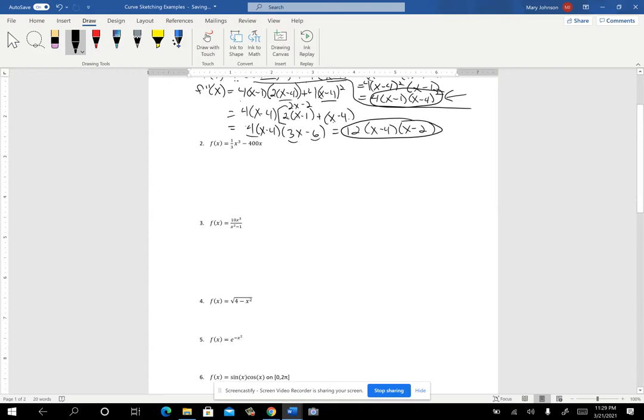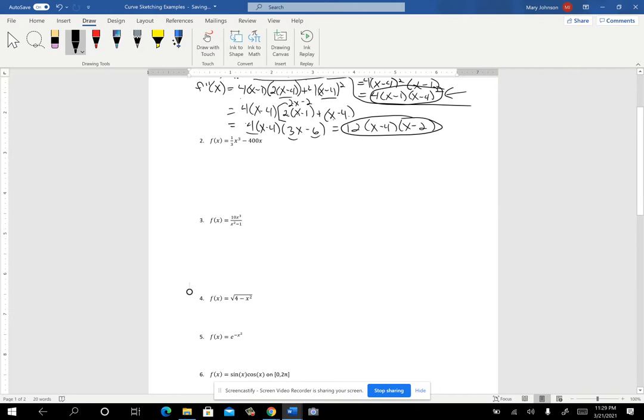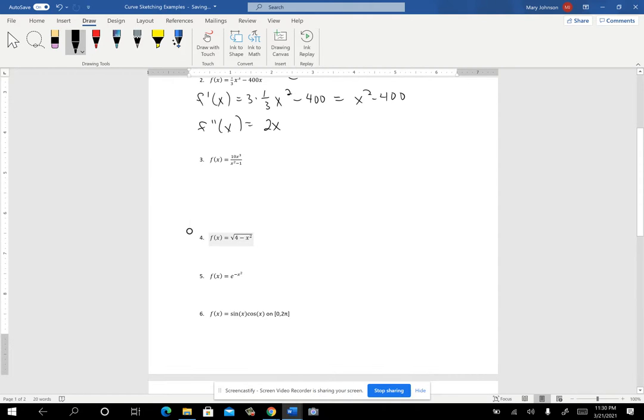All right, so let me go through several of these, trying to get the derivatives out of the way so that we don't have to focus on doing that while we're trying to graph. So f prime of x, you'd bring the 3 down, multiply it by 1/3, and then it would be x to the second minus 400, and that would be just x squared minus 400. And the second derivative would just be 2x. Okay, that one was pretty quick.